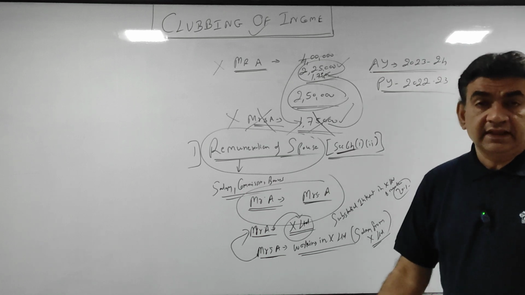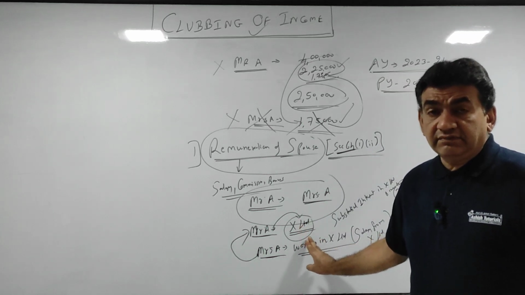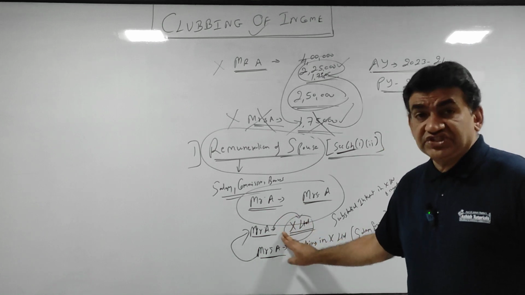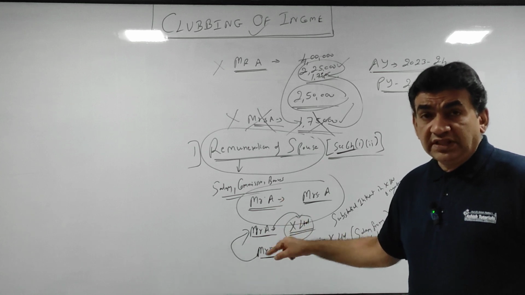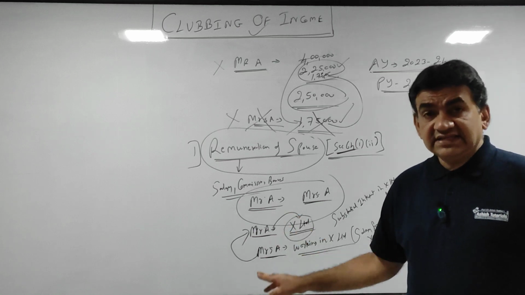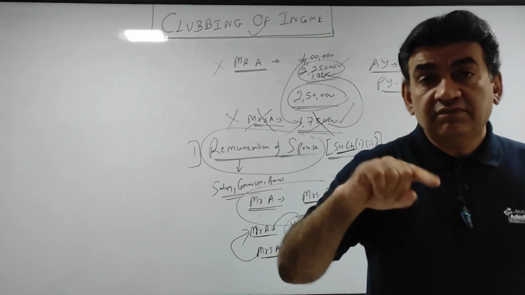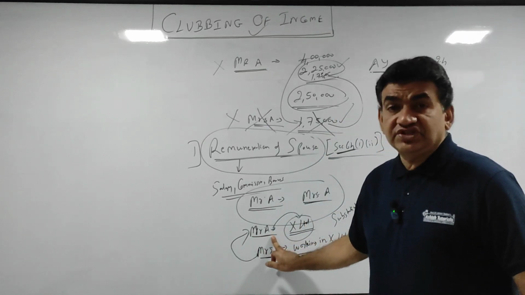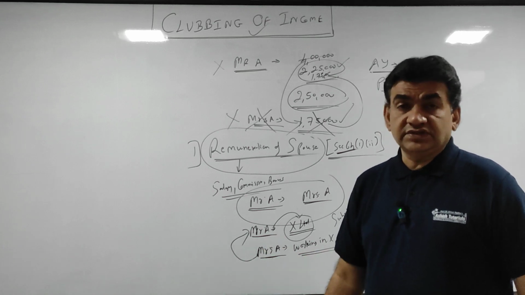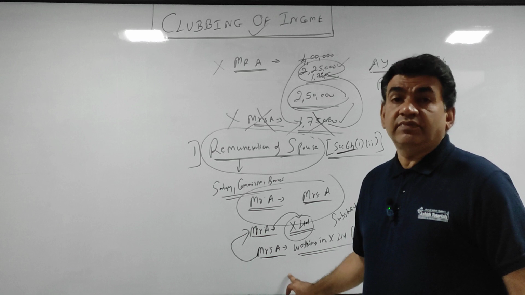That means whatever is the number of shares issued by X Limited, if Mr. A is holding more than 20%, then only the clubbing provision will apply. Suppose X Limited issued a total of 1 lakh shares, and more than 20,000 are held by Mr. A, then only the clubbing provision will apply. If A holds 25,000, 22,000, 30,000 or anything more, then in that case the clubbing provision will apply.